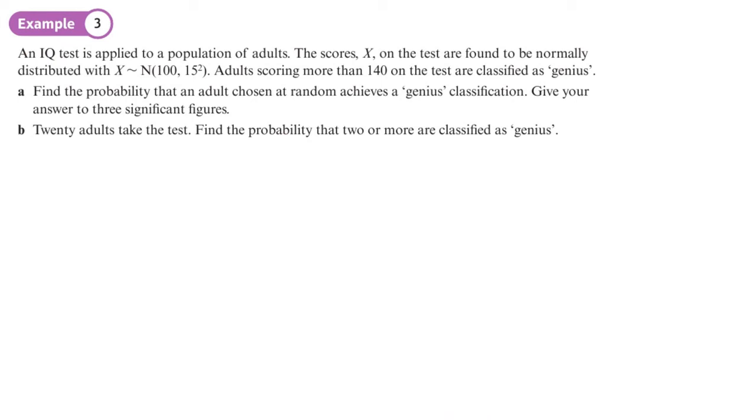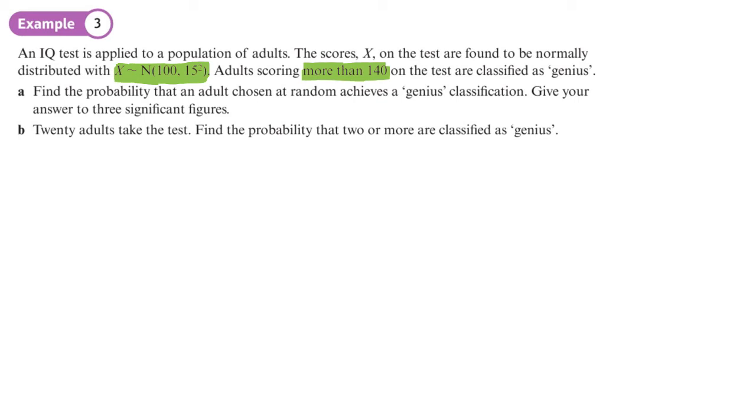Okay, so here we're applying normal distribution to a question. It's about an IQ test, and they're found to be normally distributed. So that information is here. We've got the mean and the variance, and it says that if they get more than 140, they're classified as genius. And part A says find out the probability that an adult chosen at random achieves a genius classification.